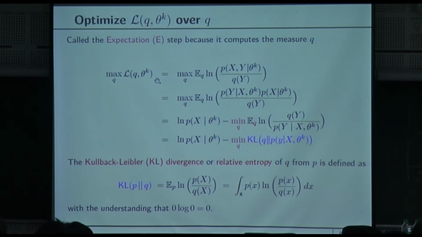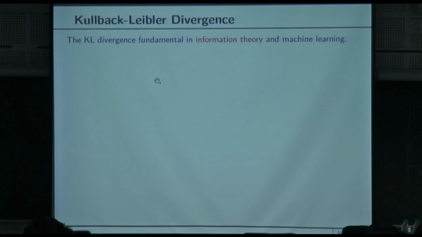I wanted expectation with respect to Q, I wanted the Q in the numerator in order to make it into a Kullback-Leibler distance. So now this quantity is nothing but the Kullback-Leibler distance between Q and the probability of y given x and theta, the denominator. So it's the sum over x of P(x) log P(x) over Q(x), with the understanding that 0 log 0 is 0. This is what I'm going to assume. This object is important.